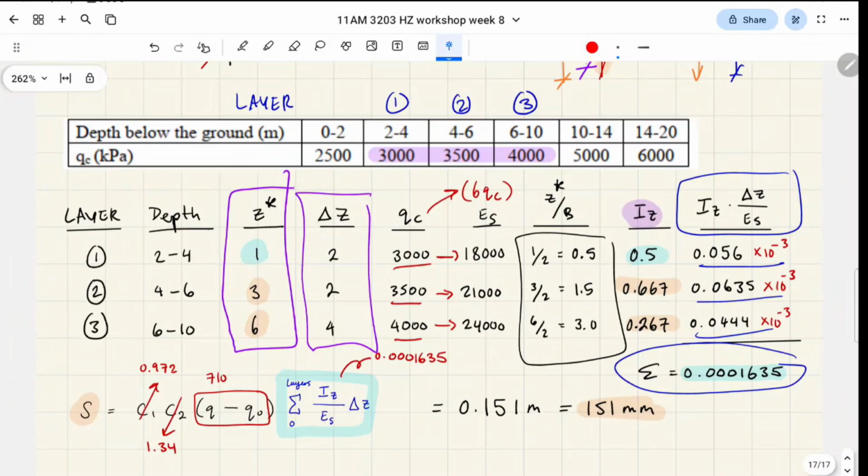So just plugging everything in again. Basically C1 was a constant value. That was the first step. C2 was the second step. That was also a constant value. Q minus QC, even easier, right? That entire block in blue, that's what we just spent ages calculating, okay? When you plug that all in, that gives you 0.151 meters or 151 mm.